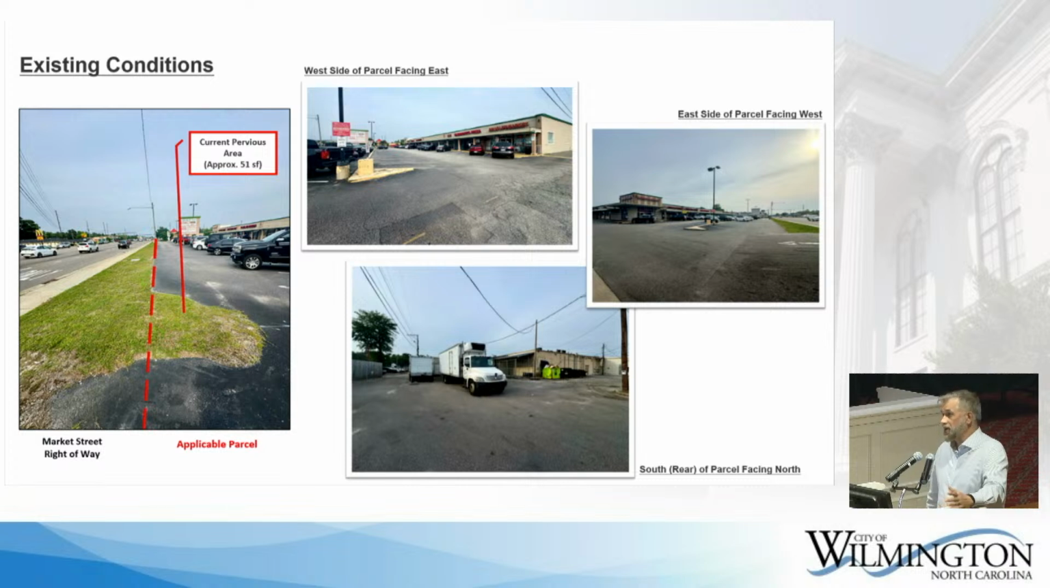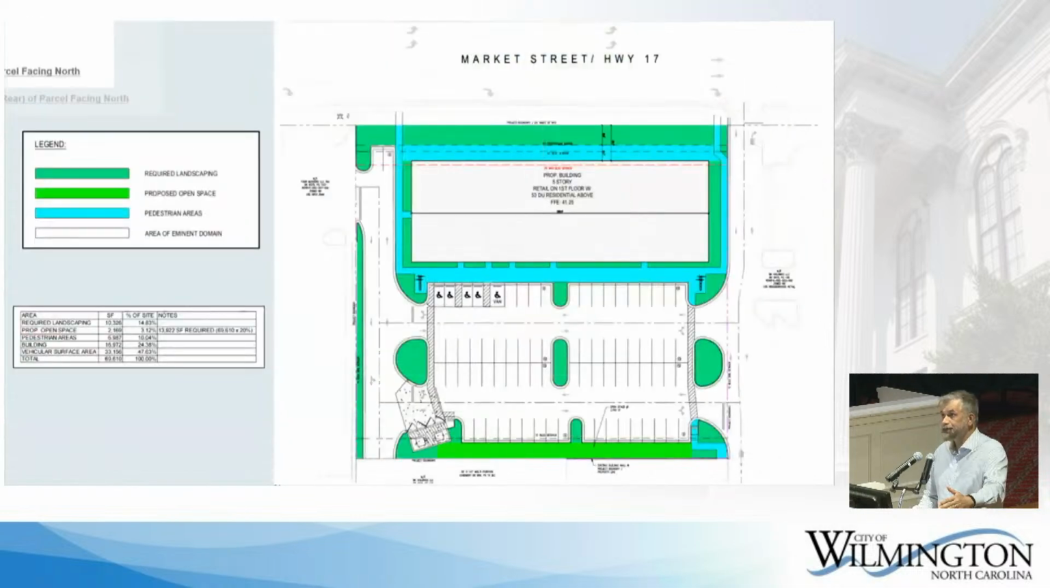The images on the screen give you an idea of what I just verbally described, the current condition of the site, very much a commercial site, very consistent with others in this stretch of Market Street. There's not a lot of green on any of them, including this one. You can see that the asphalt and the buildings essentially reach to the property boundaries. The image on the left side of the screen shows you the very small piece of pervious surface that exists on the site today, which is just approximately 50 square feet.